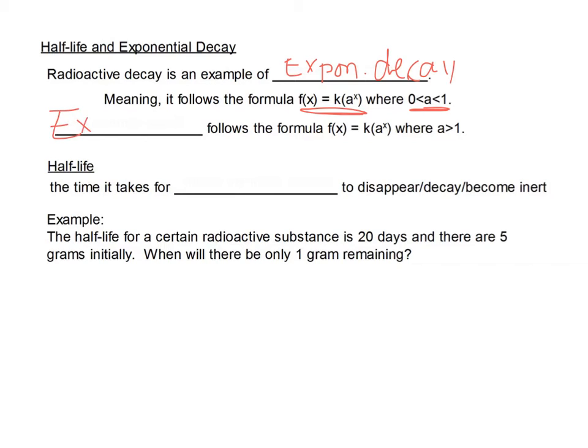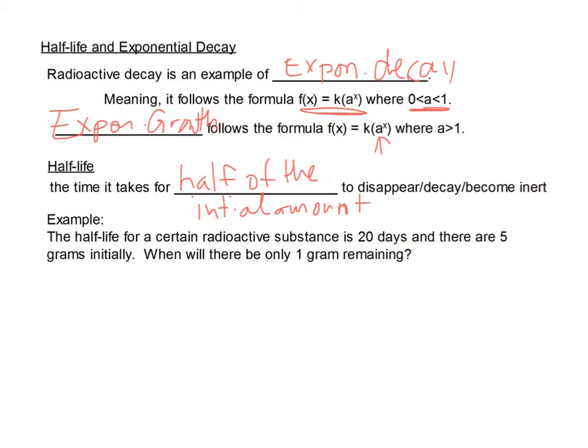Exponential growth follows a very similar formula, but the a is bigger than 1. It might be 2.5, it might be 1.3, but it's causing it to grow. Okay, so half-life is the time it takes for half of the initial amount to disappear or decay.